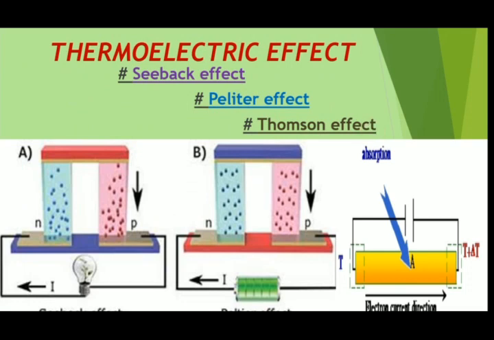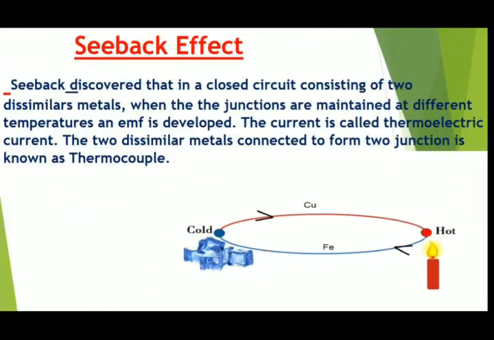Now go to the first effect, Seebeck effect. In 1821, German physicist Thomas Johann Seebeck discovered that in a circuit consisting of two dissimilar metals like iron and copper, an EMF is developed when the junctions are maintained at two different temperatures. One is the hot junction, another is the cold junction. Are you clear? Okay. These two dissimilar metals connected to form two junctions is called a thermocouple.